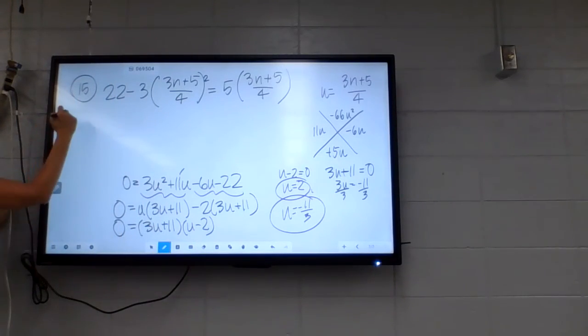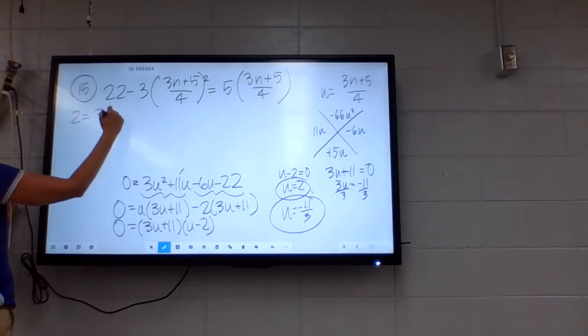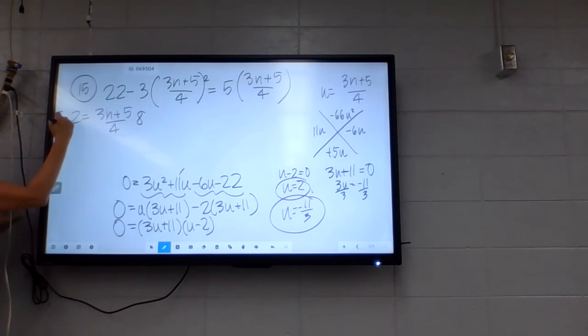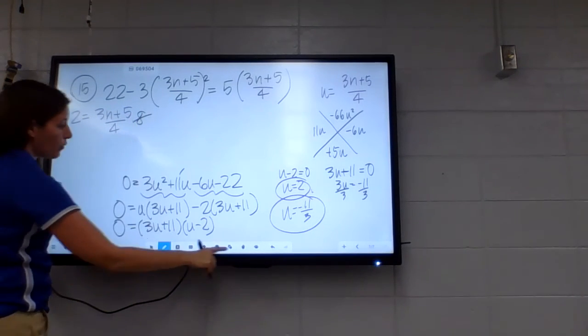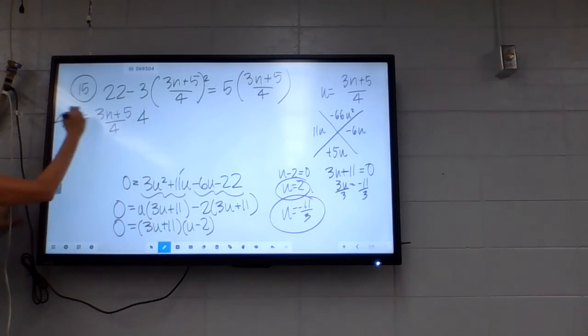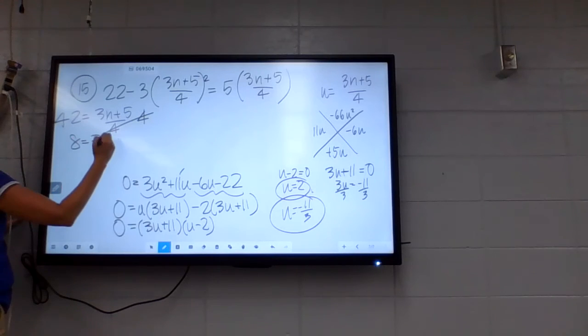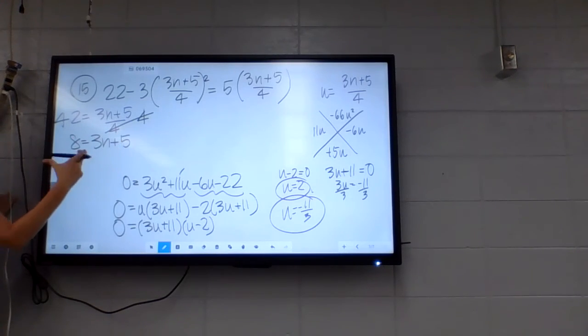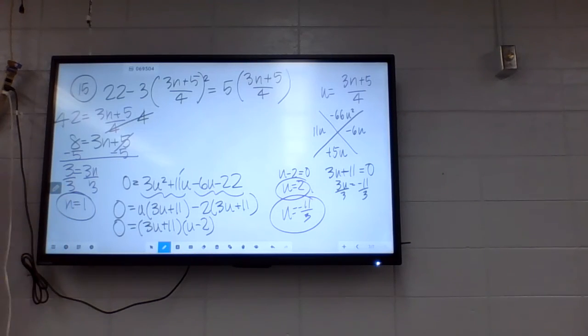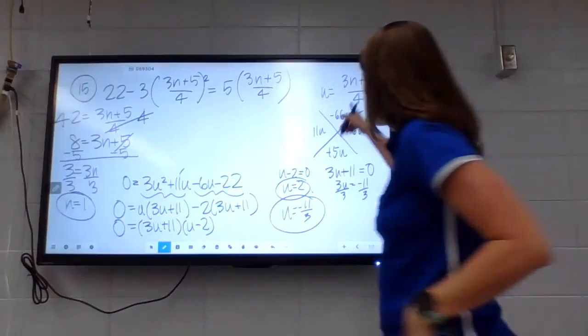So 2 equals 3n plus 5 over 4. Multiply each side by 4 to get 8. Move this 5 over. And then divide by 3. So n ends up being 1. So those are my answers, and I put it back in up here.